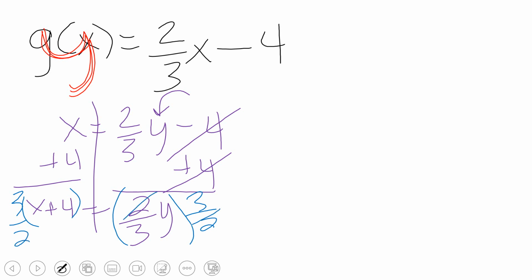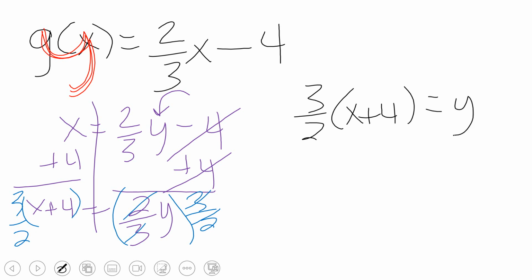2 divided by 2 simplifies to 1. 3 divided by 3 simplifies to 1. And now I'm left with 3/2 times the quantity x plus 4 equals y. I don't want to leave it like this. I want to distribute that.